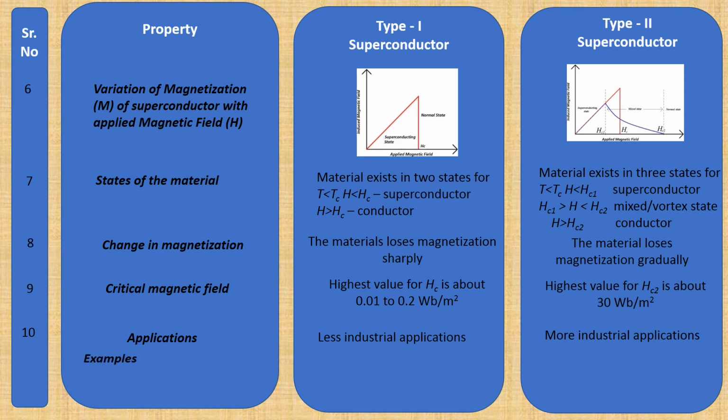And the final point is the example. The examples of type 1 superconductors are aluminum, lead, mercury, etc. While type 2 superconductors include niobium, tin, niobium, titanium as examples. This is about the difference between type 1 superconductors and type 2 superconductors.